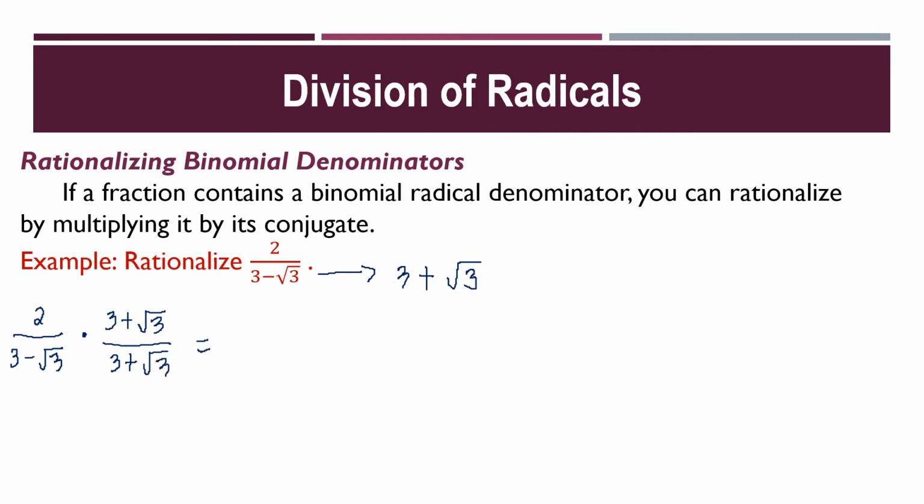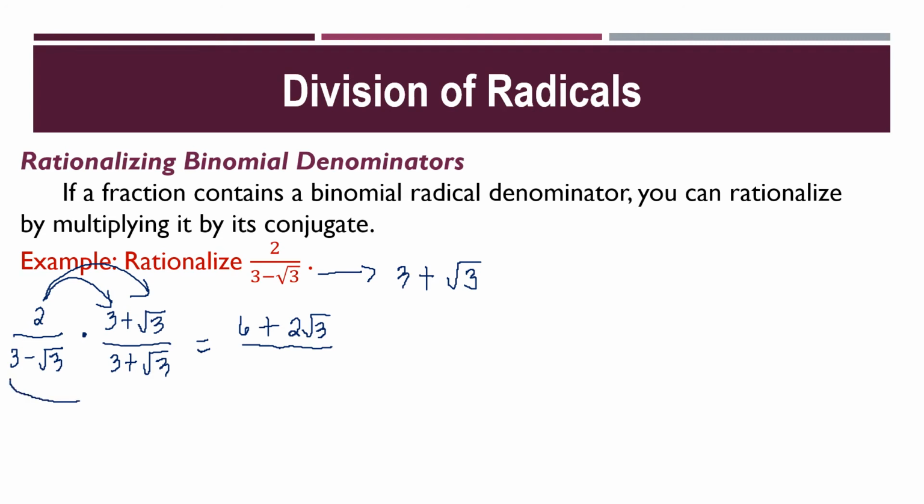Let's apply the distributive property. 2 times 3 is 6, plus 2 times square root of 3 is 2 square root of 3. For the denominator, we are multiplying a binomial by another binomial. Using the long method, we may use the FOIL method.